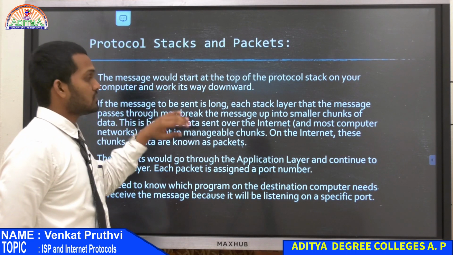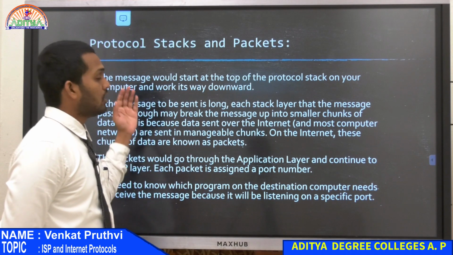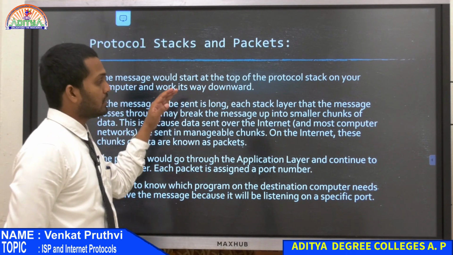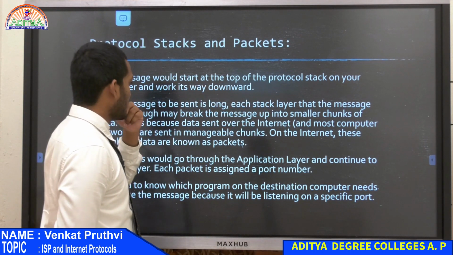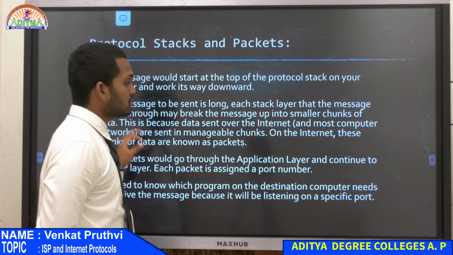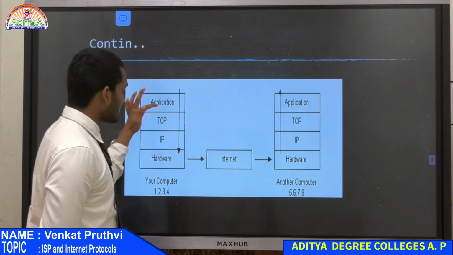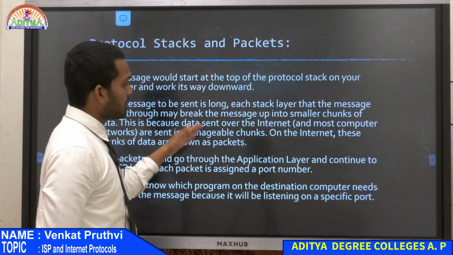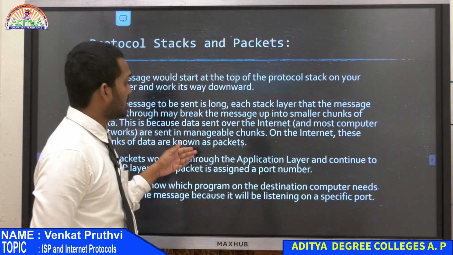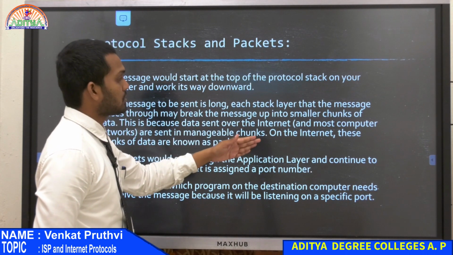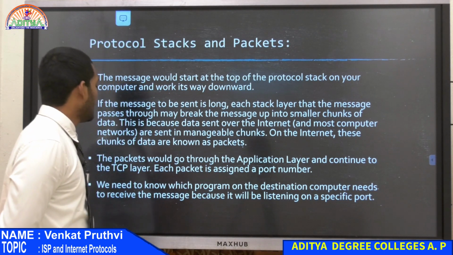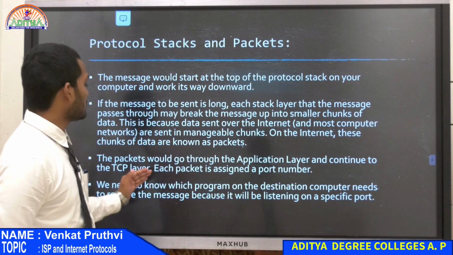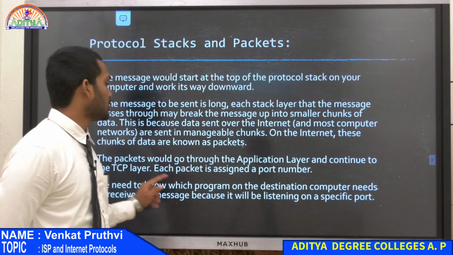And if the message that needs to be sent is too long for that computer to handle in that network, then each stack layer that the message passes through, these are known as the stacks, will break it down into small chunks of data. And then the packets would go through the application layer and continue to the TCP layer. Each packet is assigned a port number.